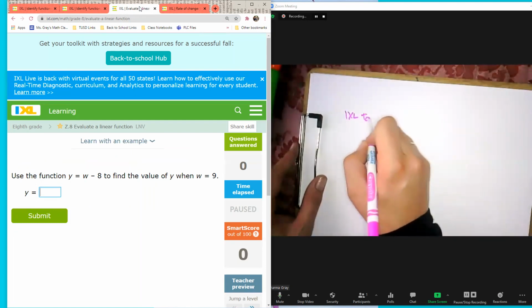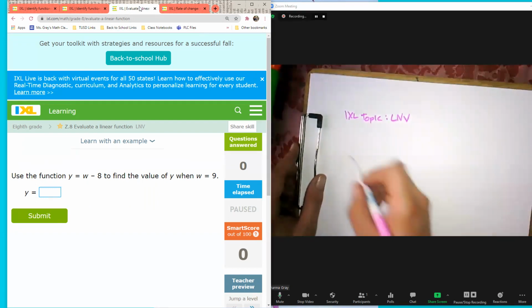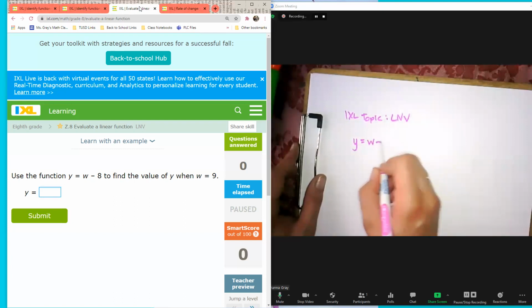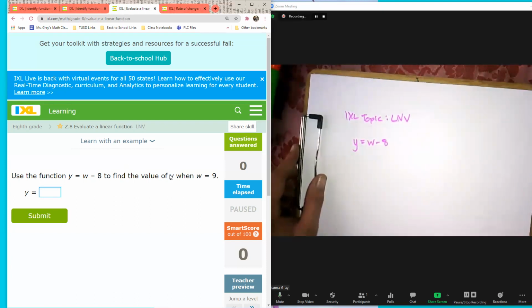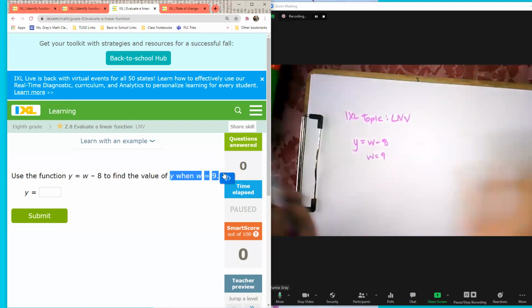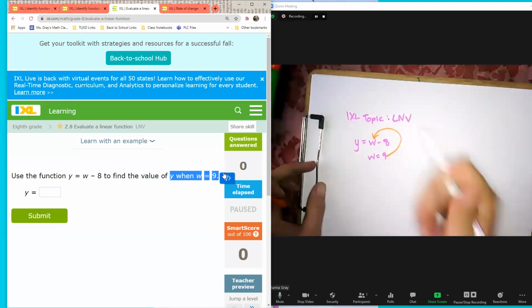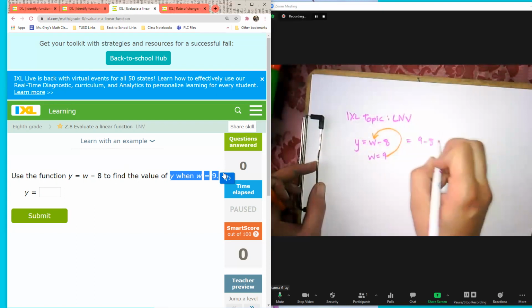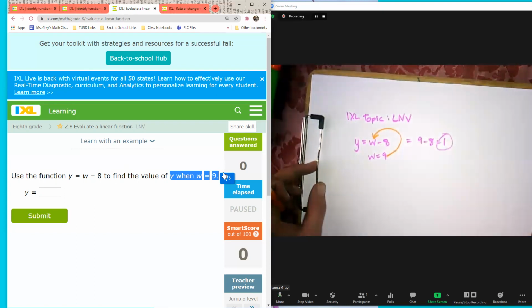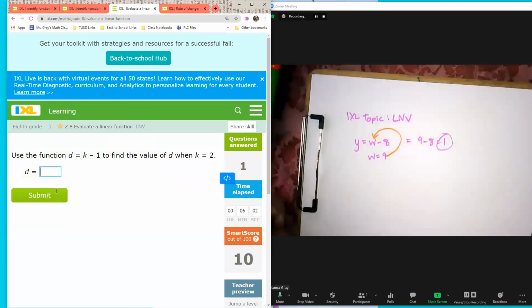IXL Topic LNV. So y equals w minus 8. And it says find the value of y when w equals 9. So hopefully you feel pretty comfortable with the idea that this means to plug that in there so that you end up with 9 minus 8, which is 1. So these are pretty straightforward PEMDAS kinds of problems that it's evaluating.